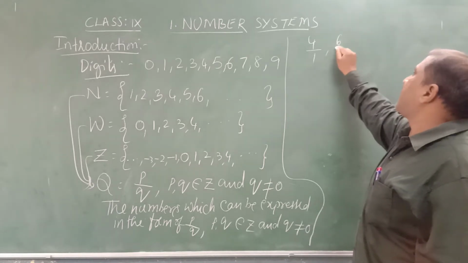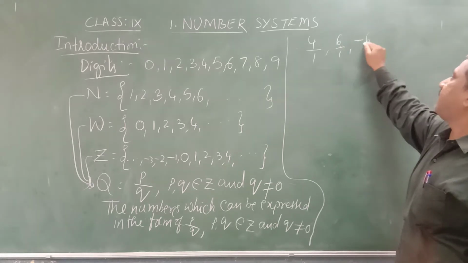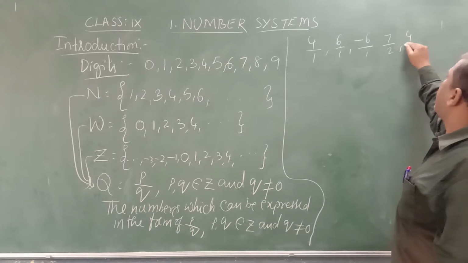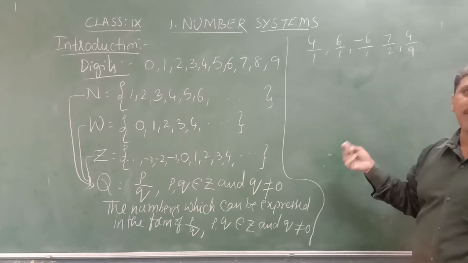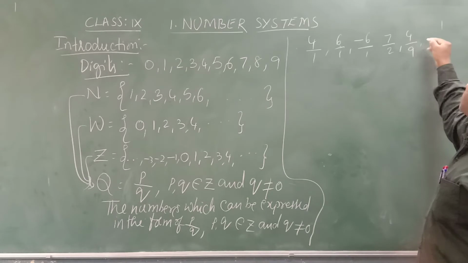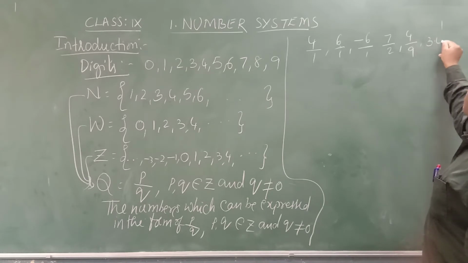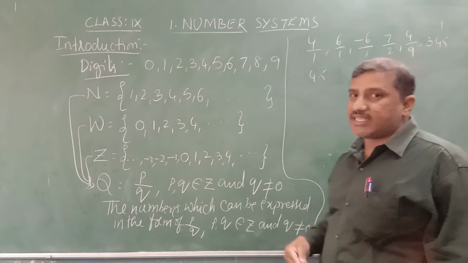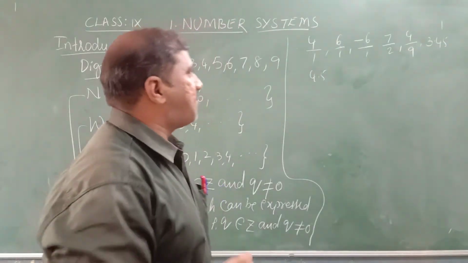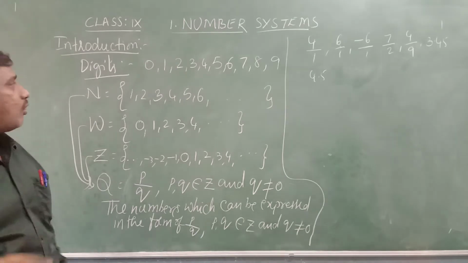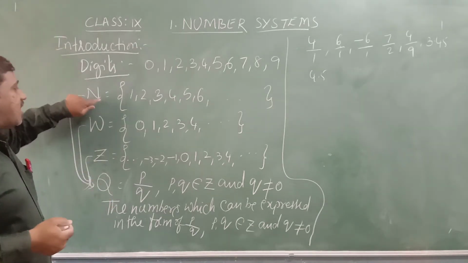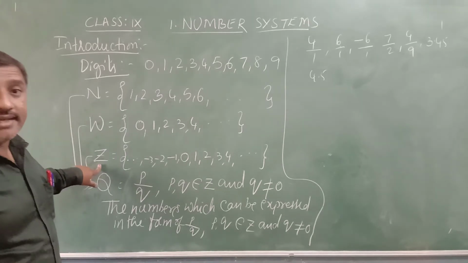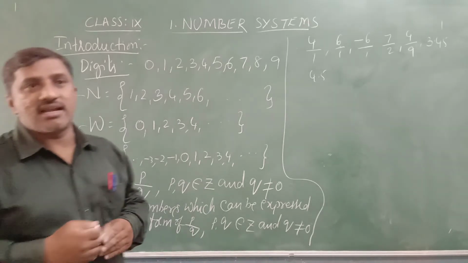So 6 can be written as 6 by 1. Minus 6 can be written as minus 6 by 1. 7 by 2 and 4 by 9, all these are rational numbers. They include decimals also, like 3.45, 4.5, etc. All these are what? Rational numbers. So rational numbers include natural numbers, whole numbers, integers, fractions and decimals.